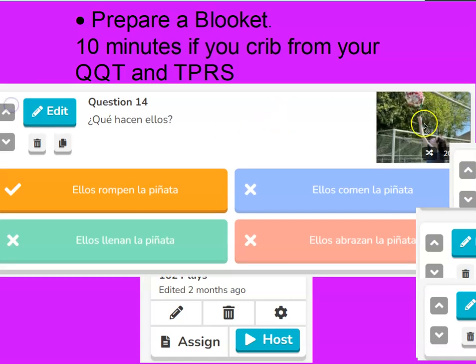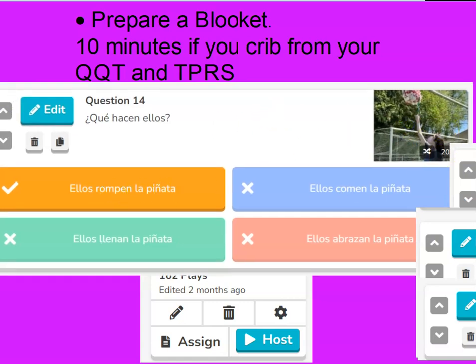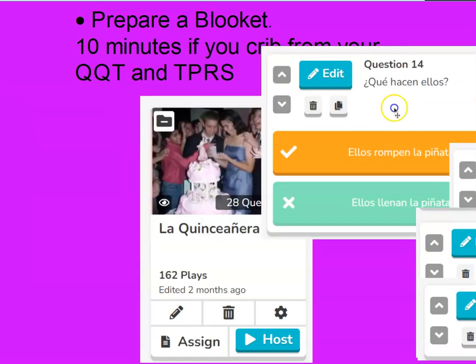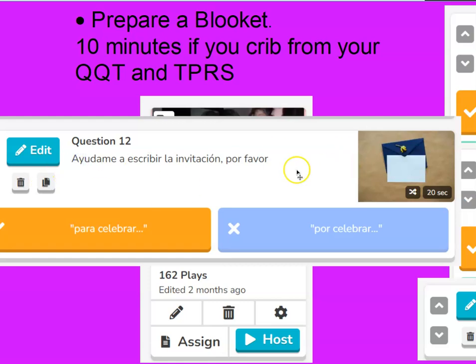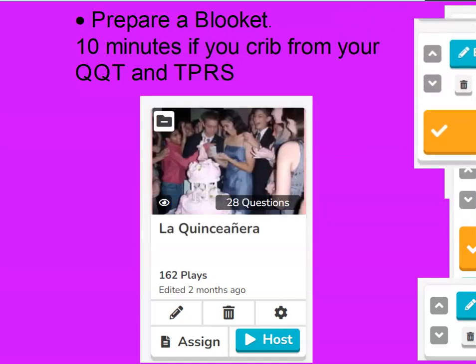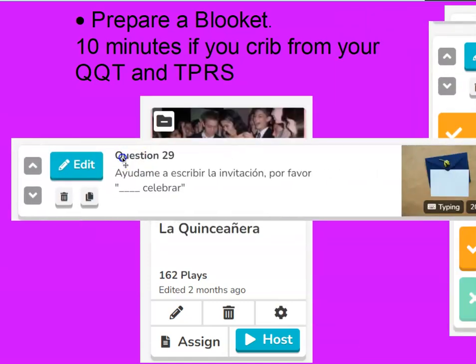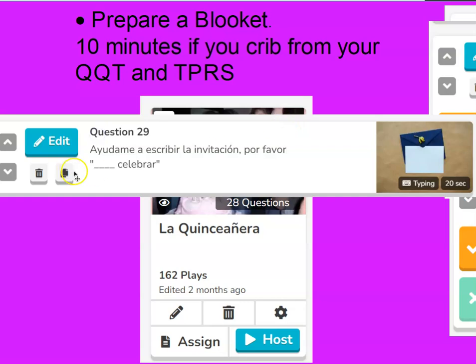Okay, so here, I've got a little picture. That's my son actually. And what is he doing? And then here, just a little picture that BlueKit already had of an invitation, and then I wanted the students just to know the difference between, is it para or por, so that really drills it into them. And then here they had to write in para celebrar. Okay.